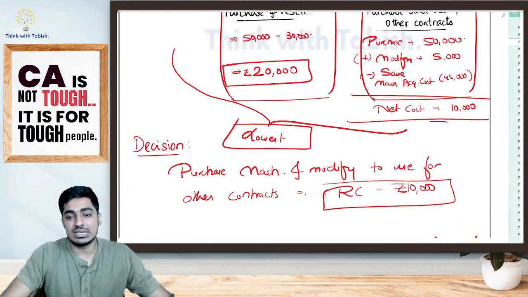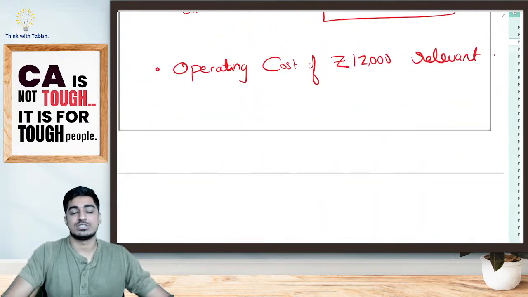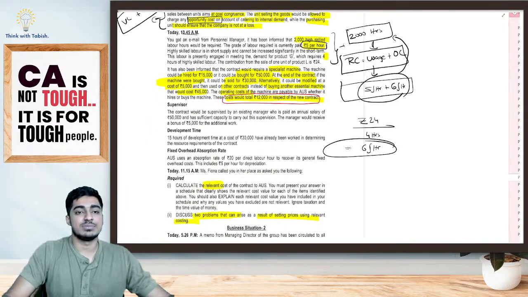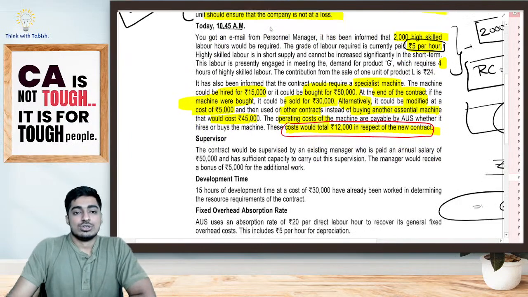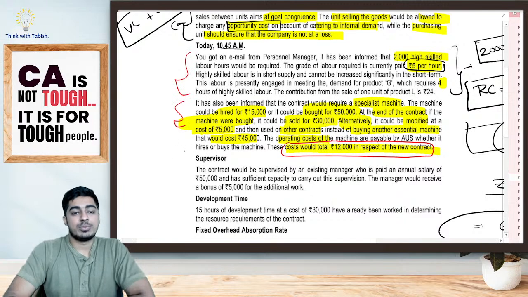contracts. Is it clear, students? Should we continue? Yes, yes. Next we are proceeding ahead. Yes, such a big question. Yes, next. So about skilled employees we have done. Yes, about machine we have done. Operating cost we have done.